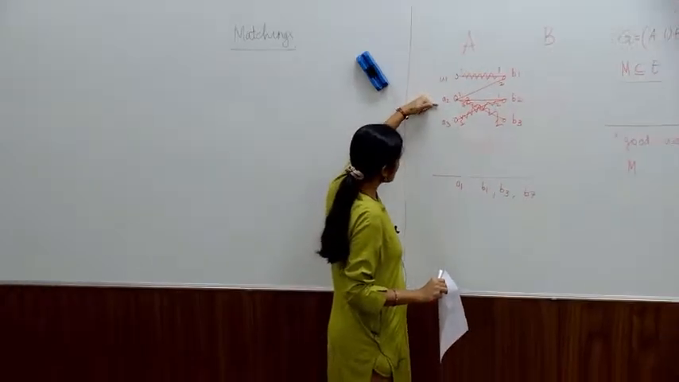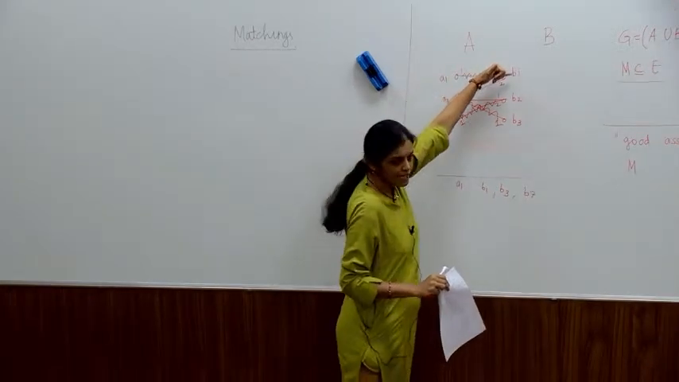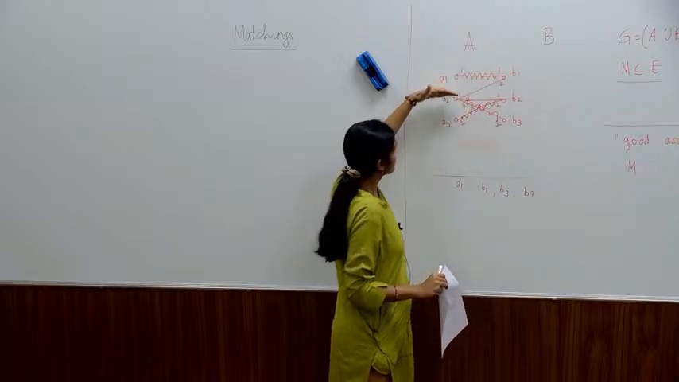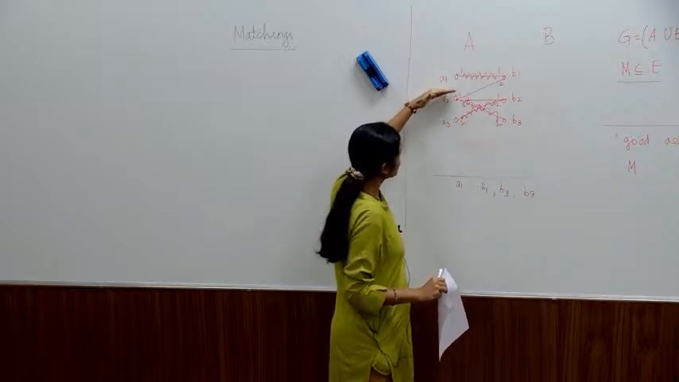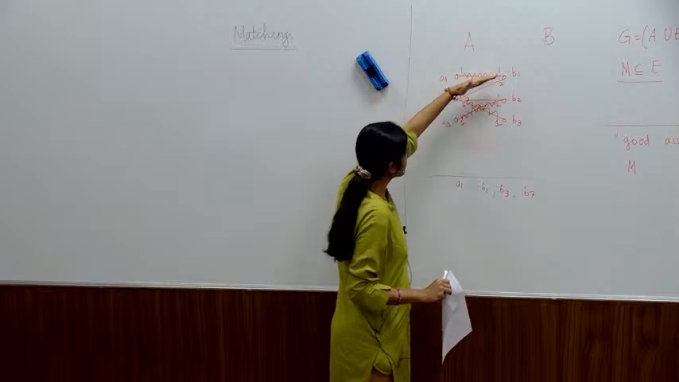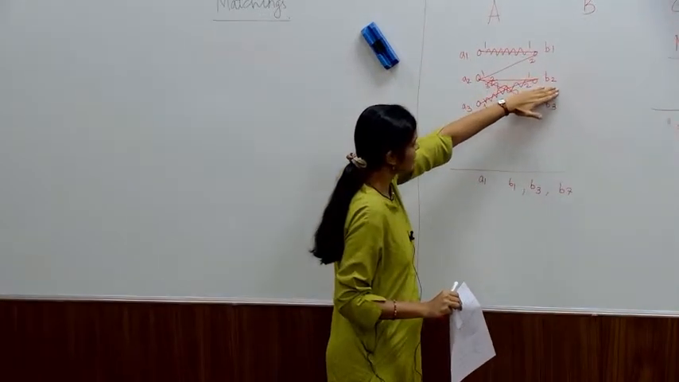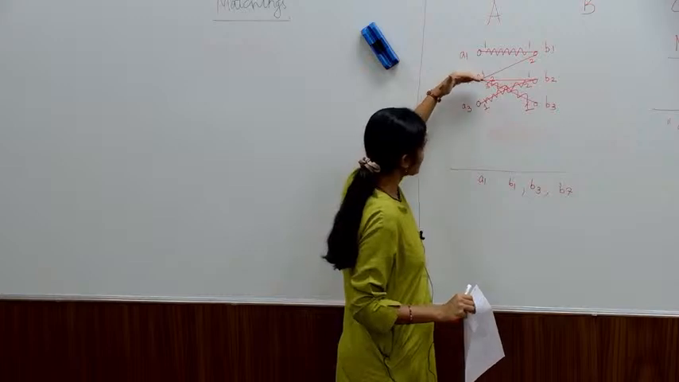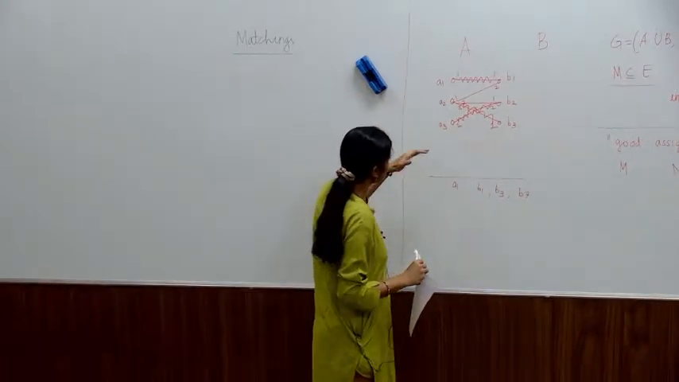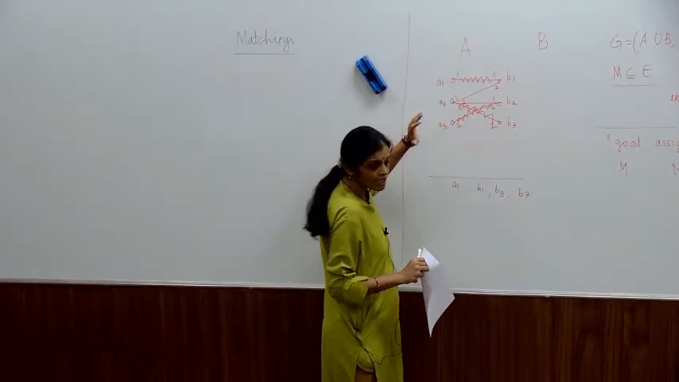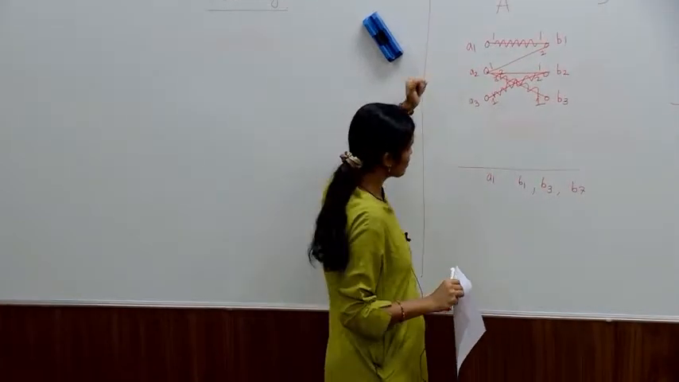A2 is unhappy. A2 would have liked to get assigned to B1. So A2 is unhappy. Similarly, if A2 doesn't get B1, it would have liked to get assigned to B2. It doesn't get that also. So A2 really seems unhappy. Similarly, if you look at A3, A3 is happy because it gets its top choice.